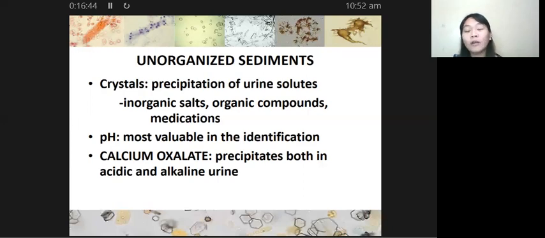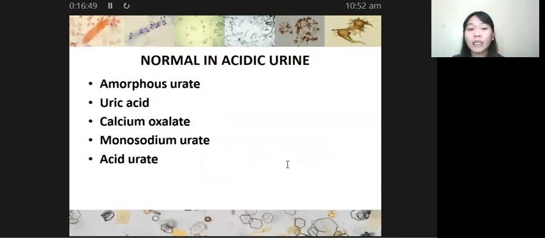urine sample. So what are those crystals? First, we consider the normal crystals in acidic urine. So in your acidic urine, we have your amorphous urate, uric acid, calcium oxalate, monosodium urate, and acid urate. What did we notice, class? Very good. Basta may urate, and also your uric acid, those are in acid. So whenever you see urate or uric acid, that is in acid.